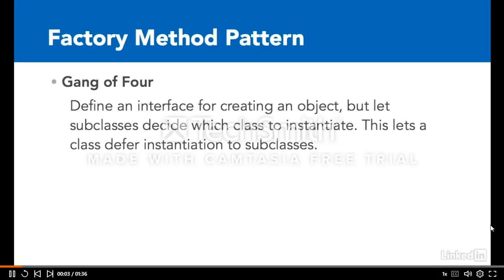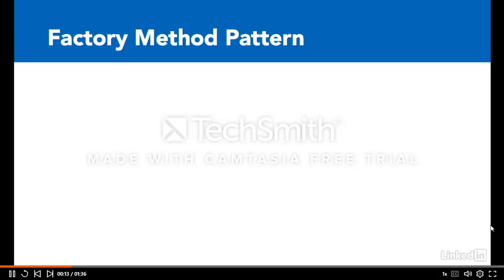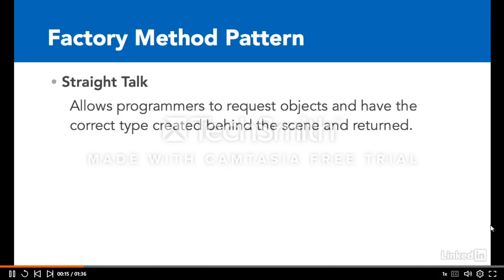The Gang of 4 describes the factory pattern as defining an interface for creating an object, but lets subclasses decide which class to instantiate. Factory method lets a class defer instantiation to subclasses. So what does that really mean? This pattern is simply about requesting objects that are created behind the scenes and having the correct type of the object returned to you. We're going to create an example of a program for a credit union that returns savings account information depending on the account number passed in, so it returns the correct type of savings account.